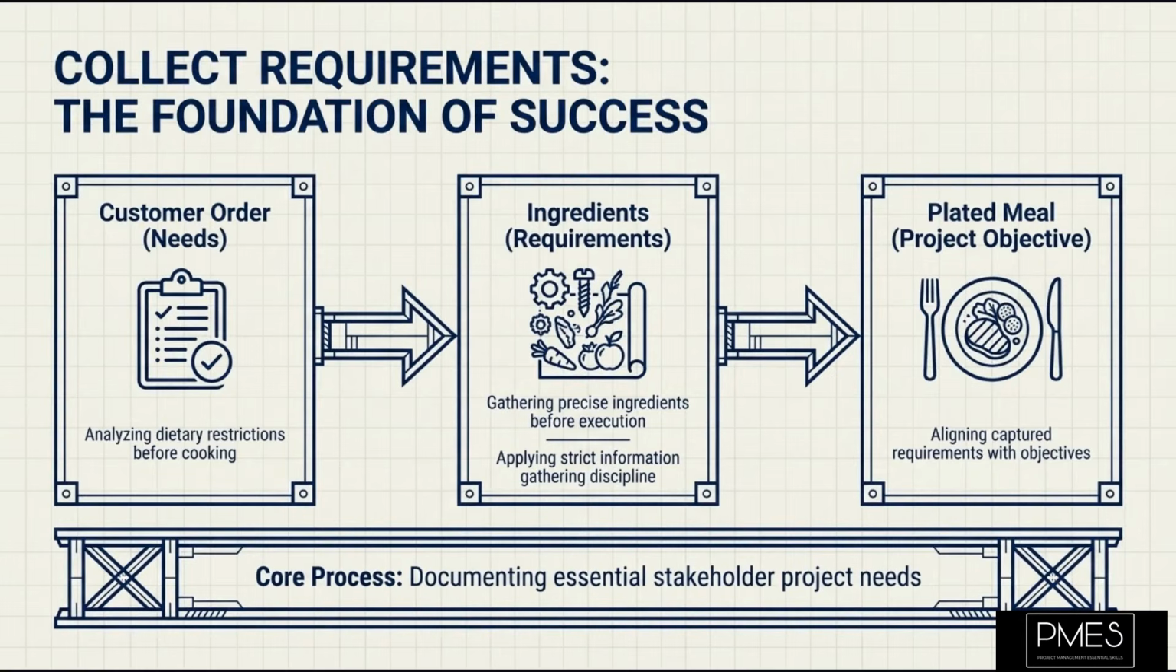We will then explore validate scope versus control scope, understanding how to confirm and manage project deliverables. After that, we transition to the timeline, starting with define activities, identifying the specific tasks. Sequence activities teaches you to order these tasks logically. We then delve into dependencies, leads, and lags, mastering the relationships between tasks. Next, you will learn to estimate activity durations, predicting how long tasks will take.